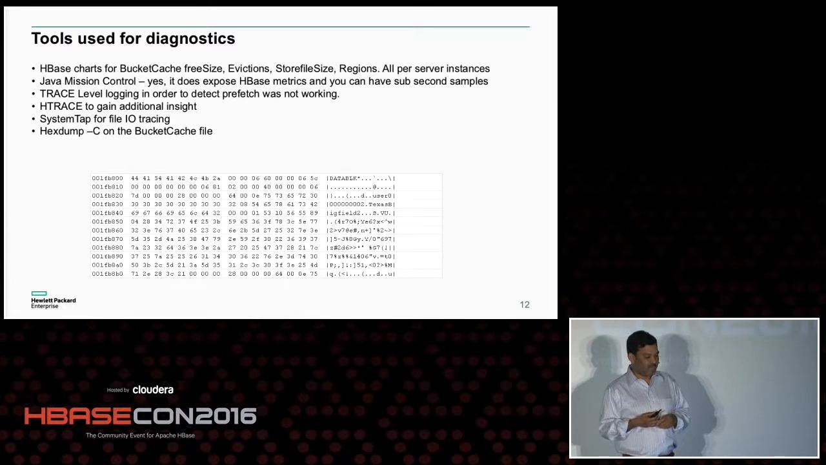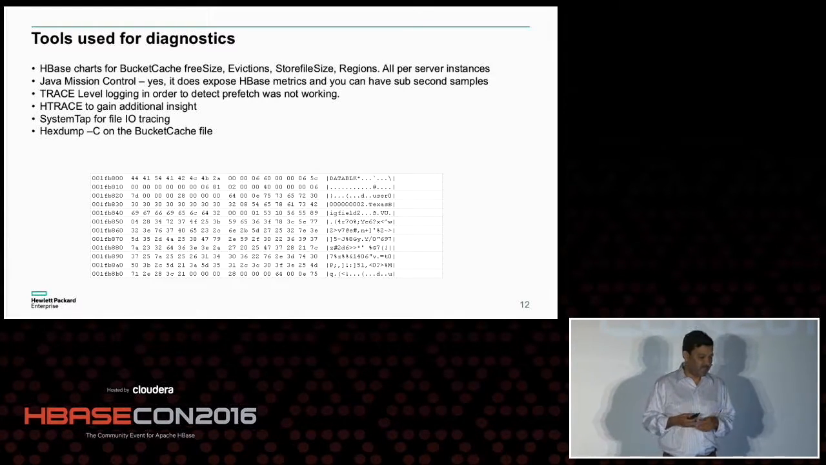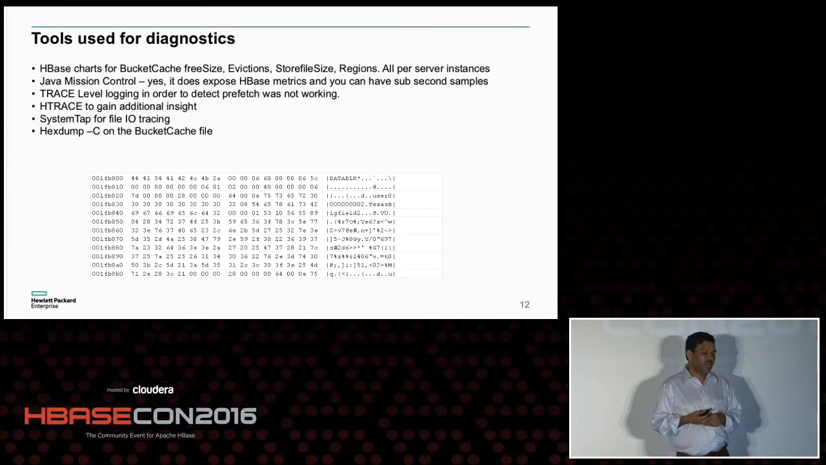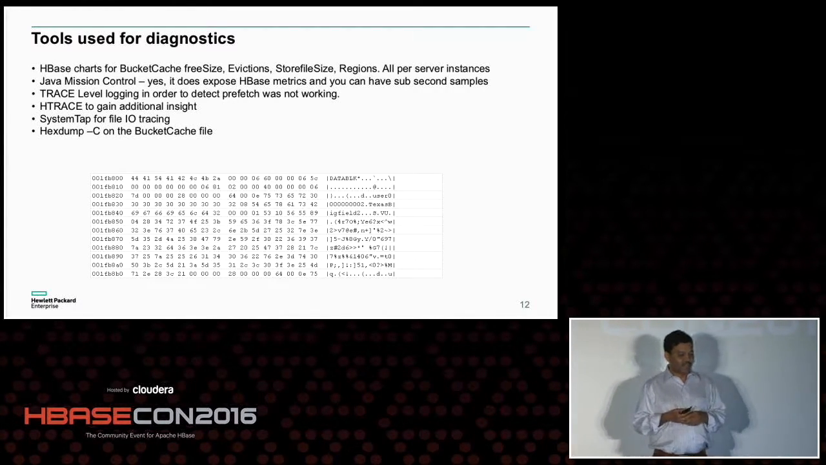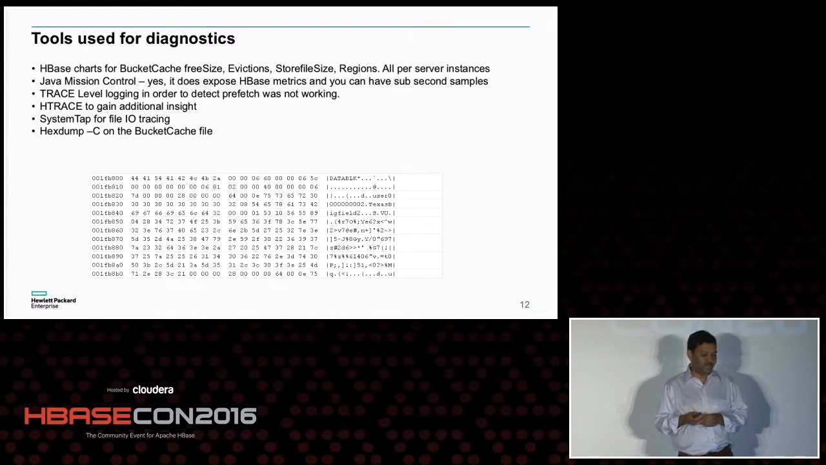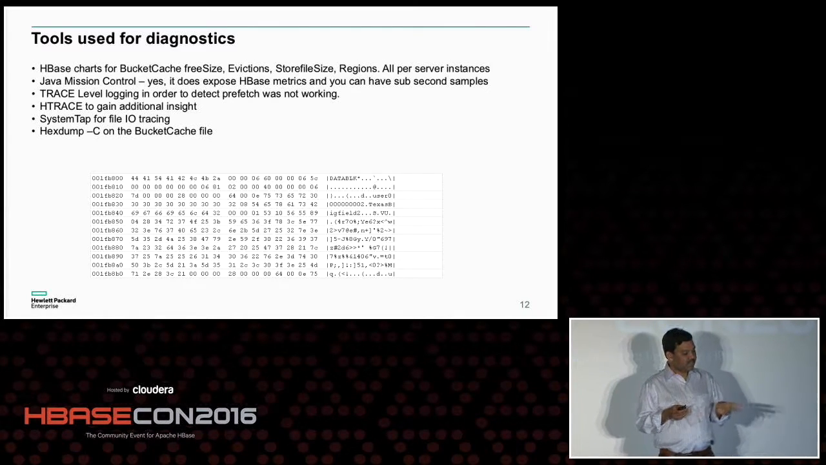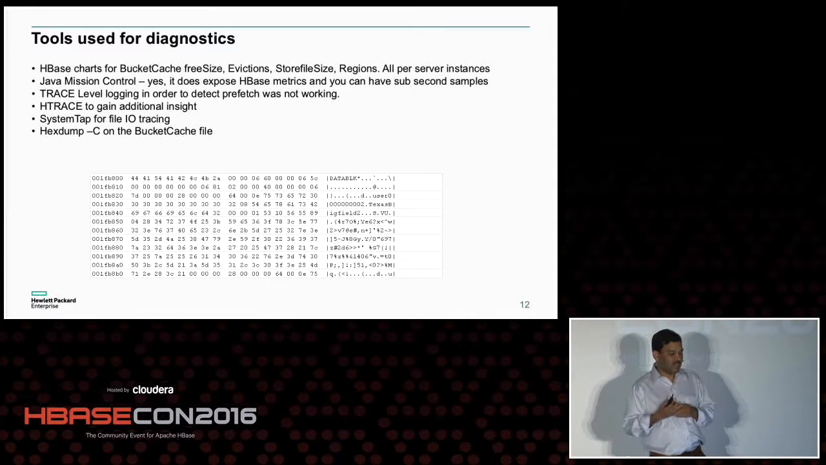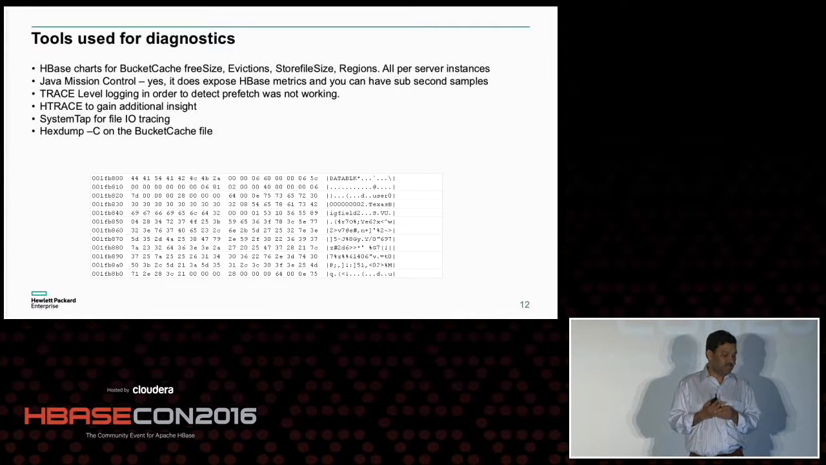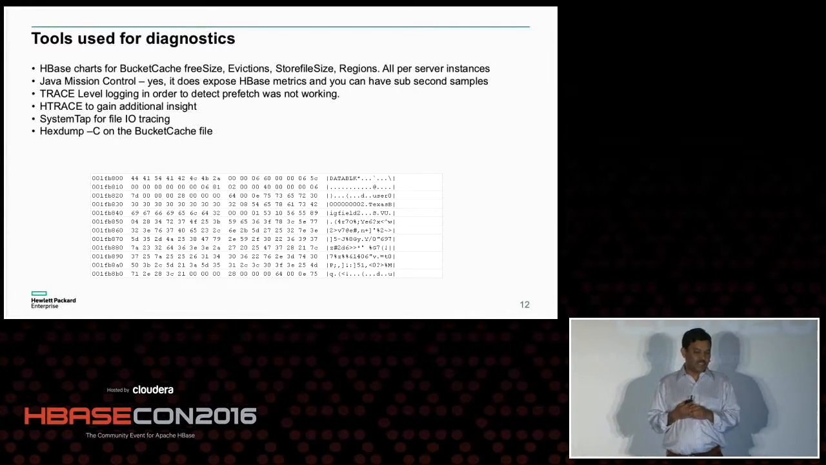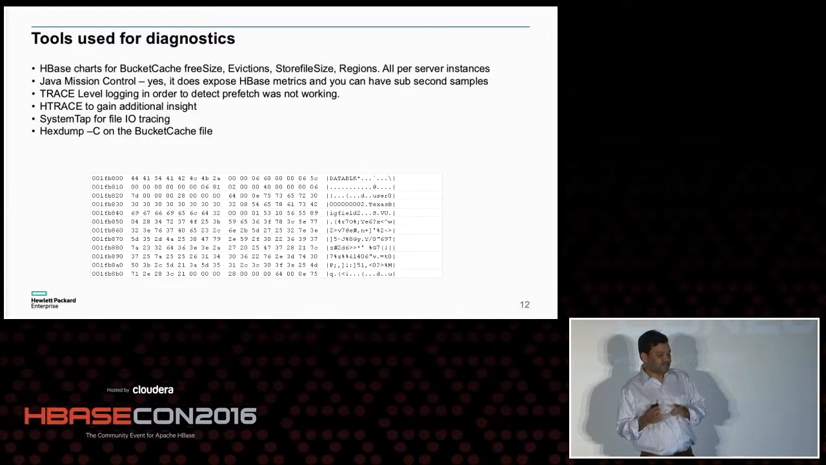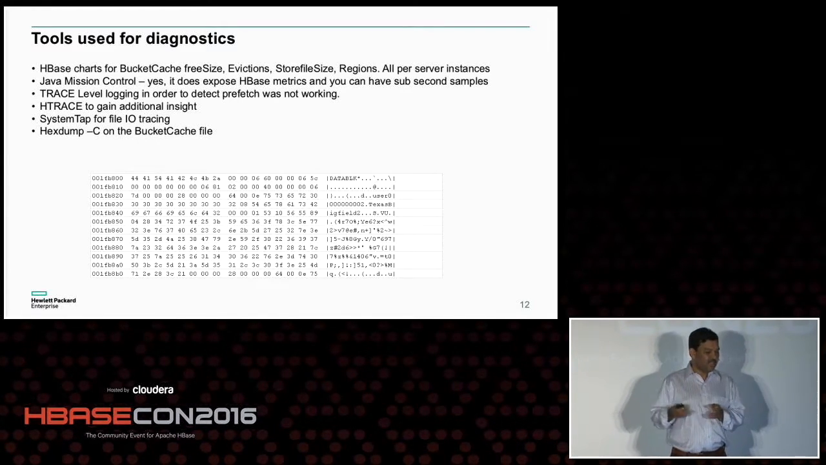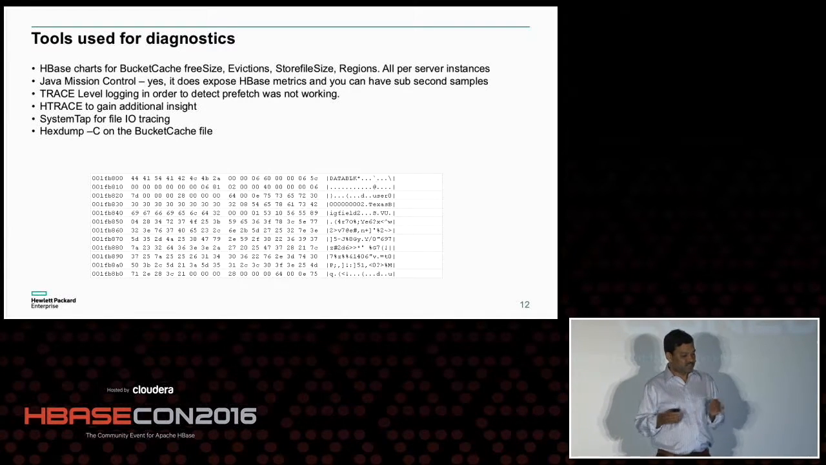For Cloudera, for example, there is a chart library you can pick up, and then per region server you want to chart bucket cache things like free size, evictions, store file size, etc. And you want to do it per server. And what we noticed is, Java Mission Control is good in general, and it works out of the box, it just exposes HBase metrics. And the advantage is that you can get sub-second samples compared to minute samples from the distro vendor tools.